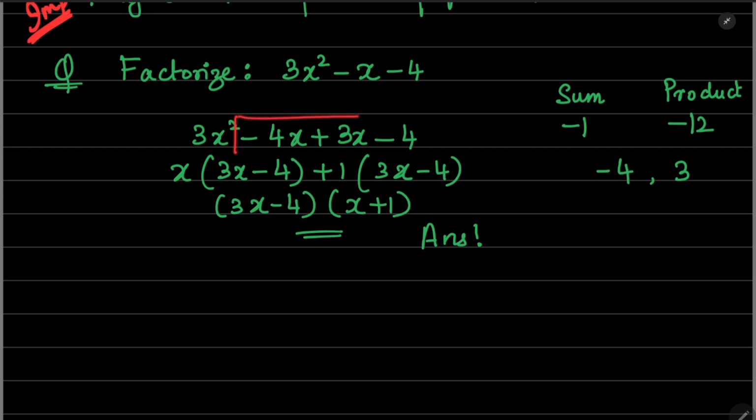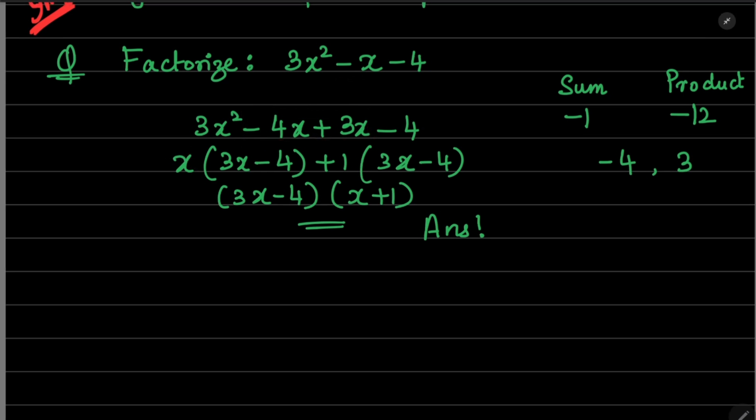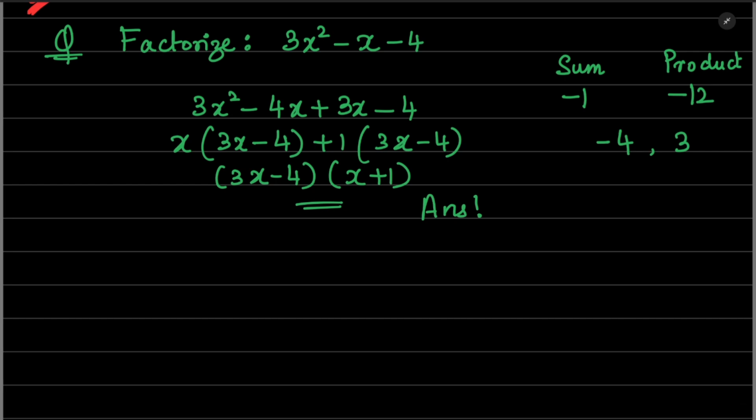Then you get this minus 4x plus 3x. You are doing the middle term splitting. The middle term is being split into two, then take it out common and solve it. So it's very, very easy but very, very important. It might even come for a 2 or 3 mark question. Let's do another problem.